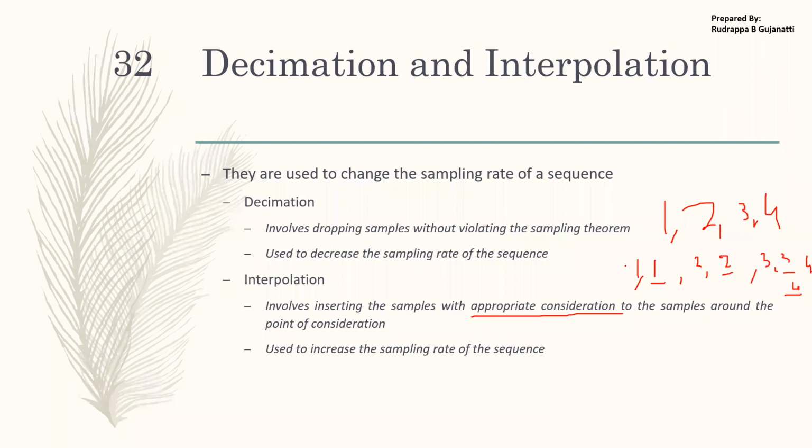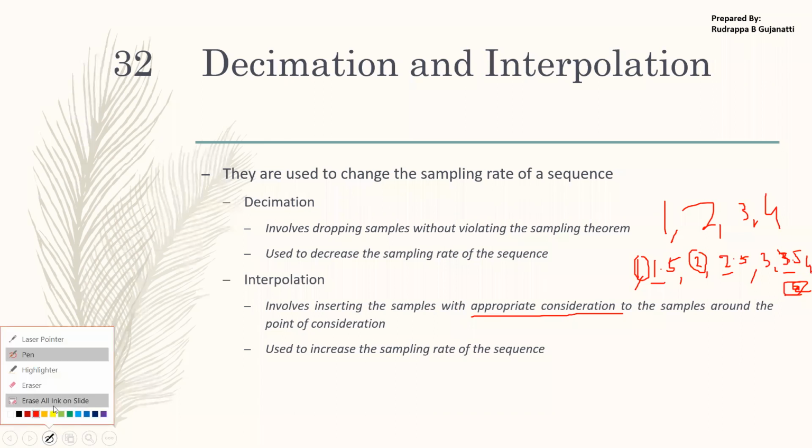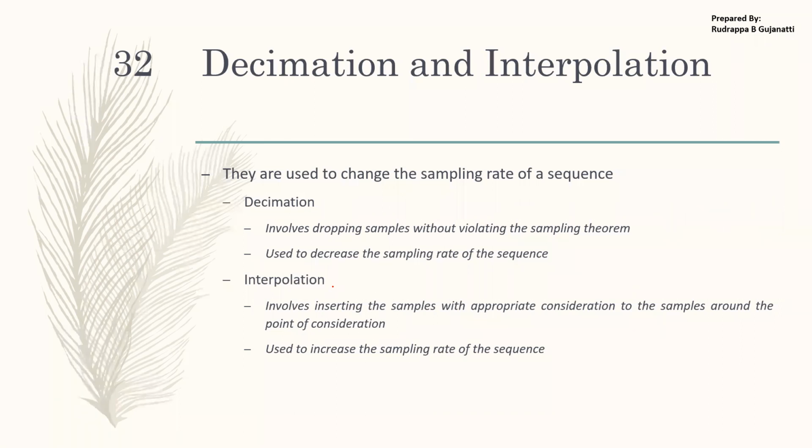I can have another consideration. What I can do is, I can take average of these 2. So when I take average of these 2, it turns out to be 1.5. When I take average of these 2, it turns out to be 2.5. When I take average of these 2, it turns out to be 3.5. But here I have last this thing, so I'll take it as 4 plus 0. If that is the case, it will be 2, depending on how you are interpolating. So these are the considerations what you look after.